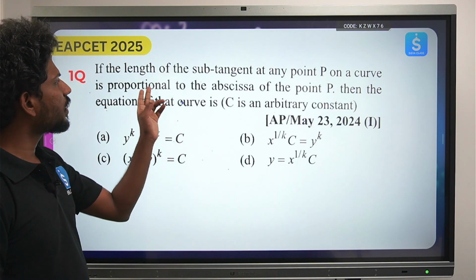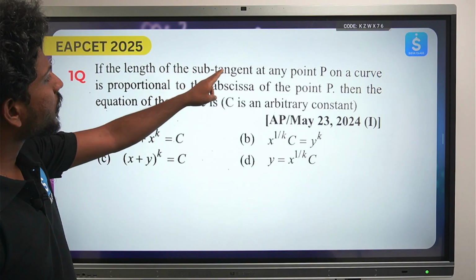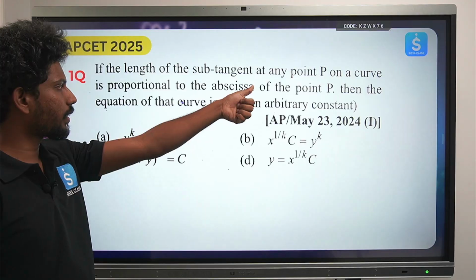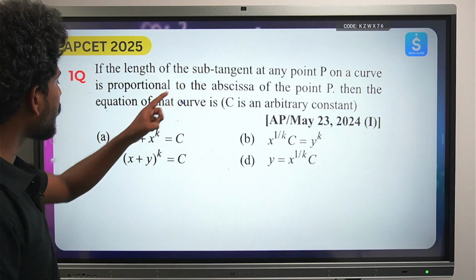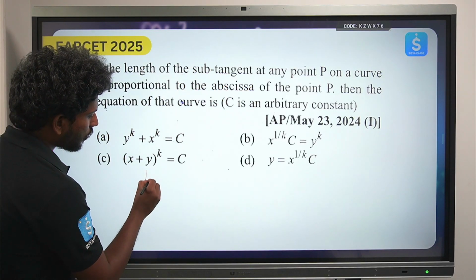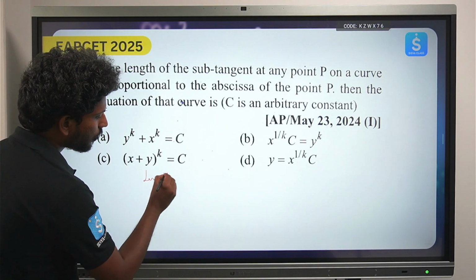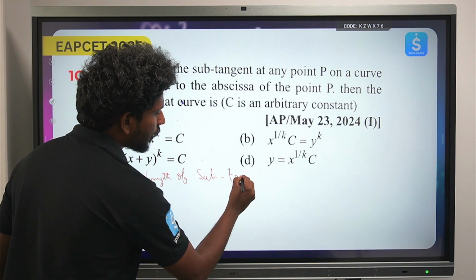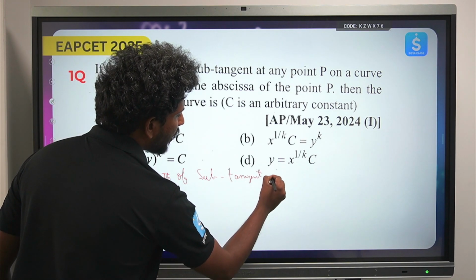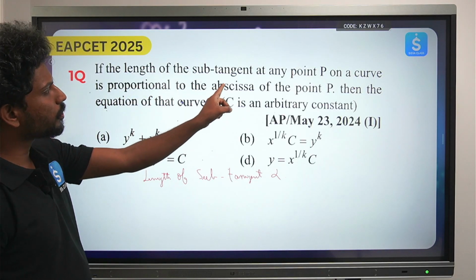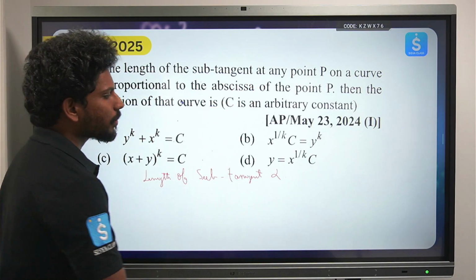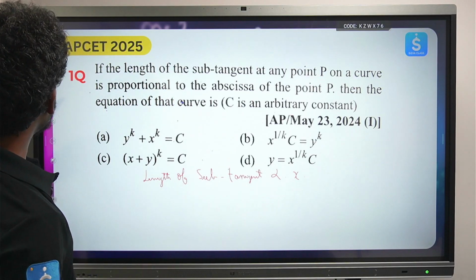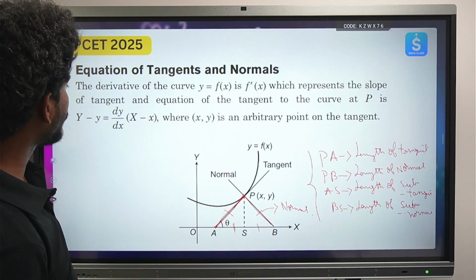So see the first question. If the length of the subtangent at any point on a curve is proportional to the abscissa of the point, okay? So the length of subtangent is directly proportional to the abscissa of the point. Now what is meant by abscissa? That is x. So first, where do we have the length of subtangent?